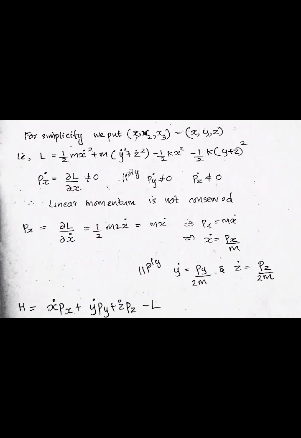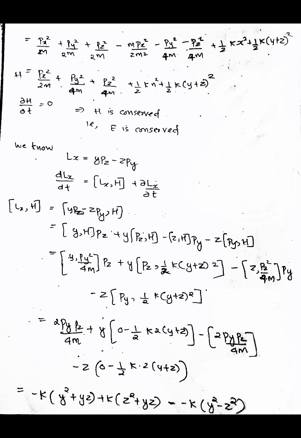Then h is equal to x dot px plus y dot py plus z dot pz minus L. This is equal to px square by m plus py square by 2m plus pz square by 2m minus m into px square by 2m square minus py square by 4m minus pz square by 4m plus half k x square plus half k (y plus z) the whole square. This is equal to px square by 2m plus py square by 4m plus pz square by 4m plus half k x square plus half k (y plus z) the whole square.